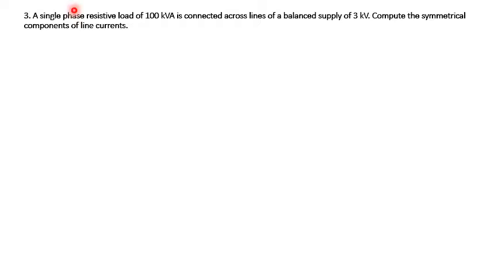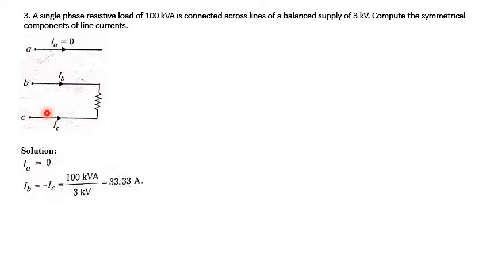That's all. Another interesting numerical: a single phase resistive load of 100 kVA is connected across the line of a balanced supply of 3 kV. Compute the symmetrical components of the line current. The figure is like this: A, B and C. A is left open, so the current flows between B and C. Let's solve this.